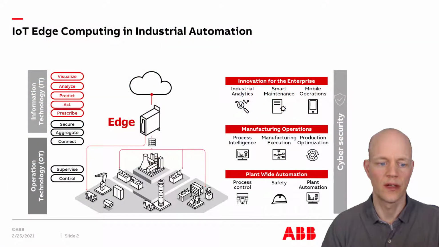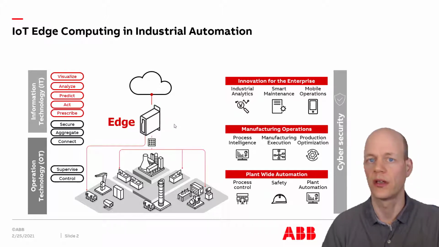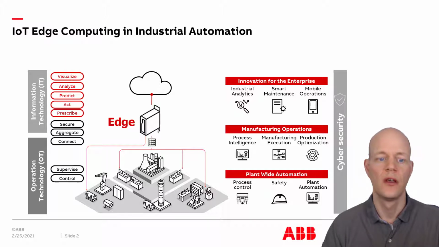The setting looks like this. ABB has a lot of sensors, actuators and controllers installed in various application domains inside industrial plants, process plants, and the data from these devices is collected through an edge node. And the edge node does some local processing, so it can do stream processing, it can already do some visualization tasks, and then forwards also most of the data to the cloud for more resource-intensive processing.